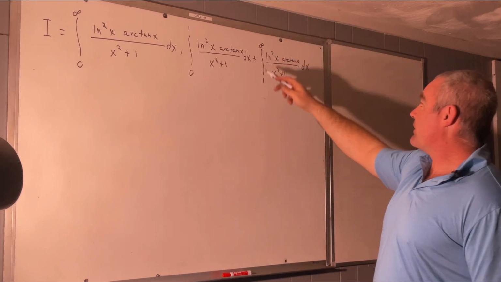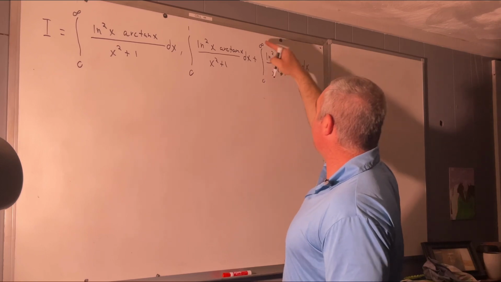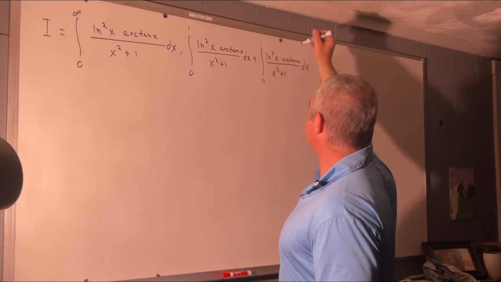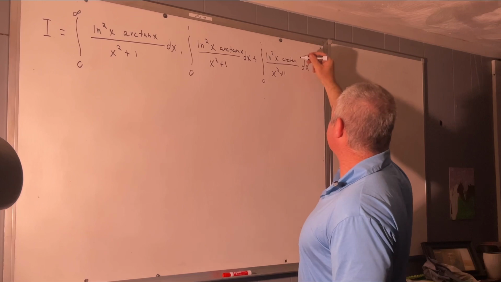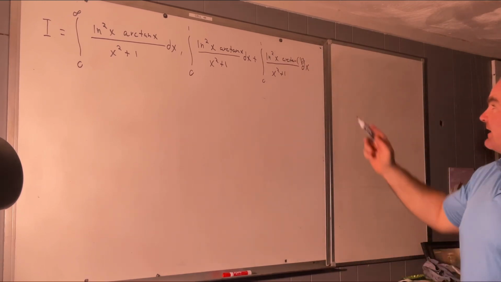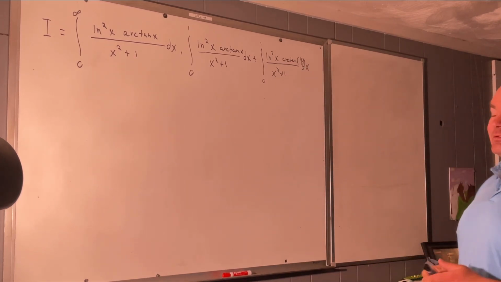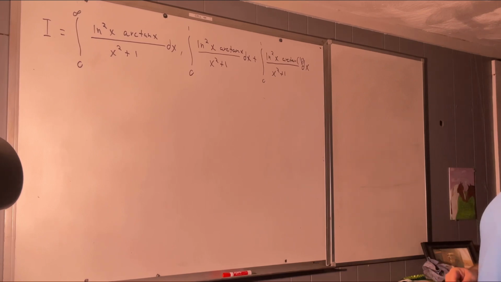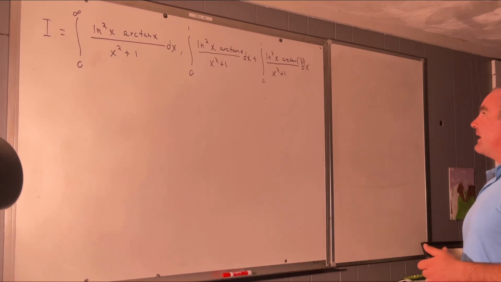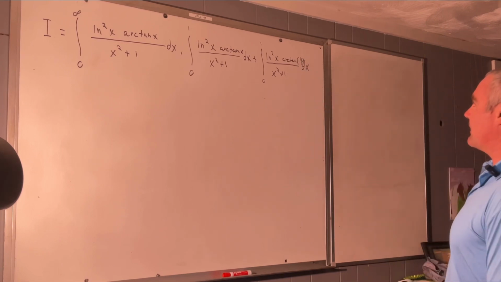Bringing the second expression to 1 over x will give us this. That's just going to give us the integral from 0 to 1 of natural log squared x arctangent 1 over x, over x squared plus 1 dx. You can work out the details of that for yourself. It is true. Okay, well, that's great. But what are we going to do about this arctangent 1 over x?